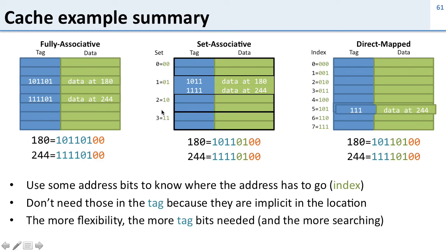And in general, the more flexibility we have, the more tags we need and the more searching. So for the fully associative cache here, we need a lot more tags because where we were in the cache didn't help us. We had to search everywhere. Whereas over in the direct map, we needed fewer tag bits because where we were in the cache told us something about the address, and so we didn't have to do as much searching.